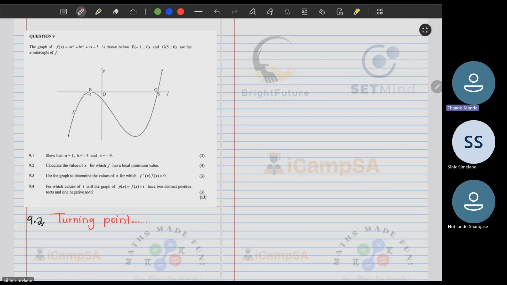Okay. Every time there's a word local, what does this word local mean? So local speaks to, if you look carefully, there's 2 turning points here. So if you look around this area, which is local, what is the, you call it minimum value if you look around that turning point? So if you localize this to here, what becomes the maximum value as an example?